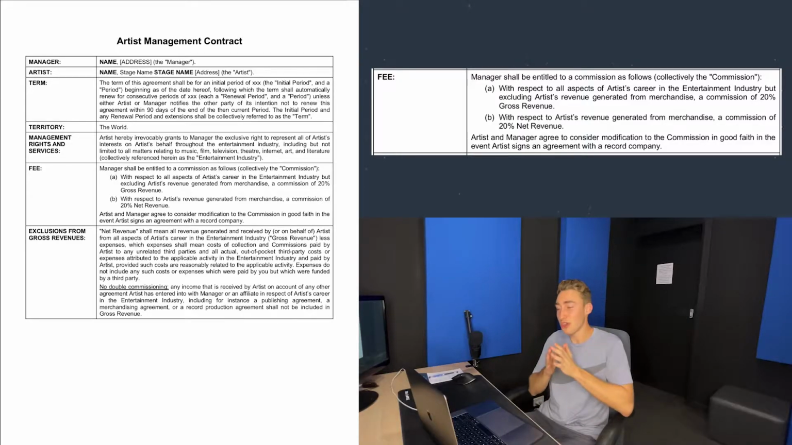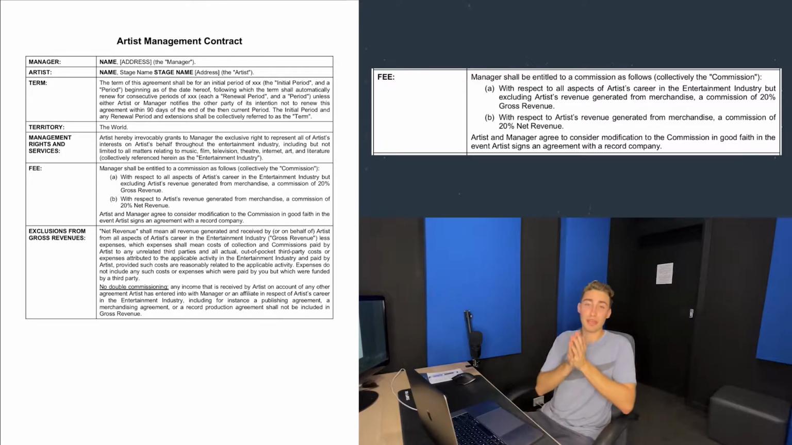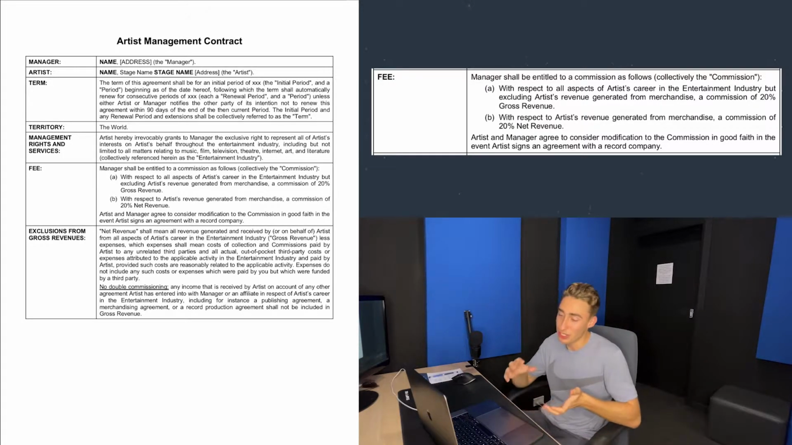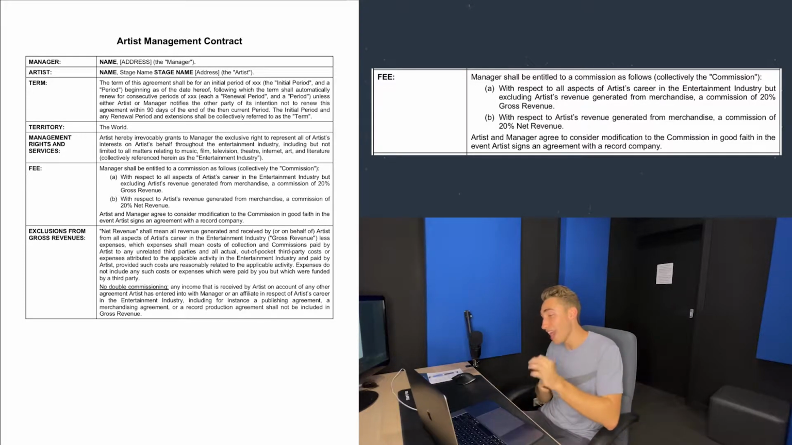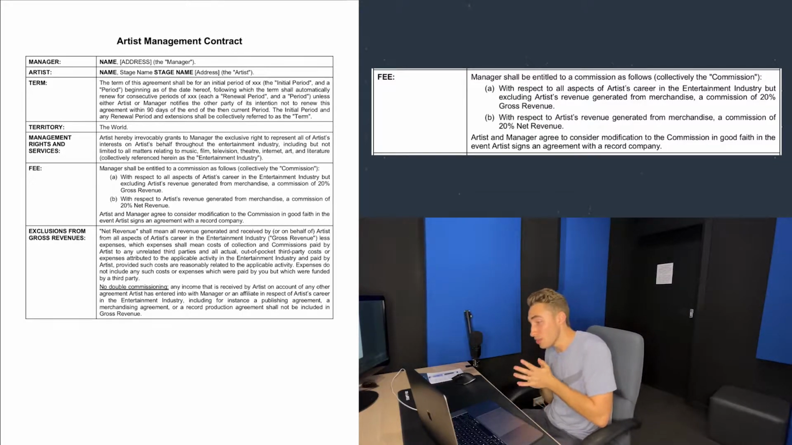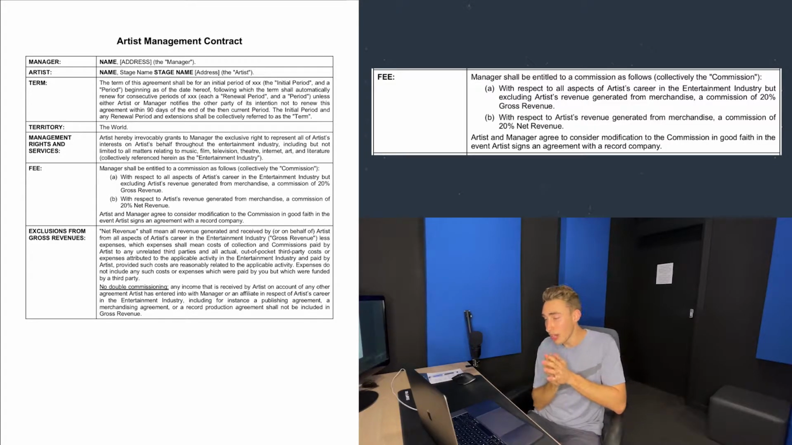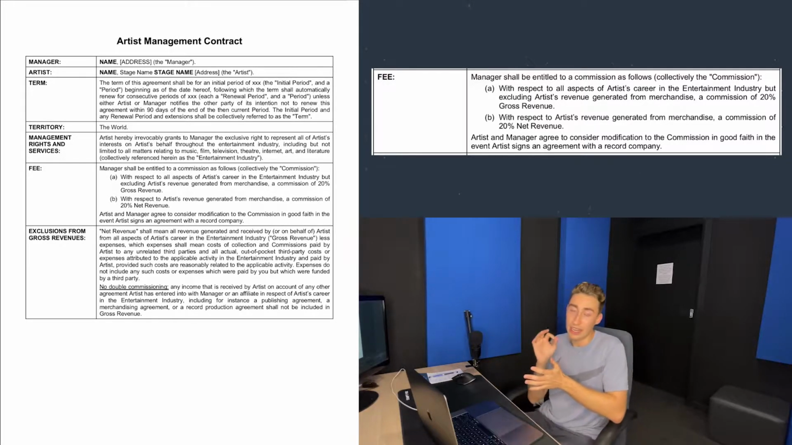This section outlines what the artist is essentially paying the manager in return for the manager being the artist's manager. The manager is entitled to commission, and the commission is set into A and B categories. So A is gross revenue and a commission of 20%. And that is exclusive to only entertainment industry generated revenue. And then B is separated to capture merchandise sold by the artist, and that is a 20% net revenue.